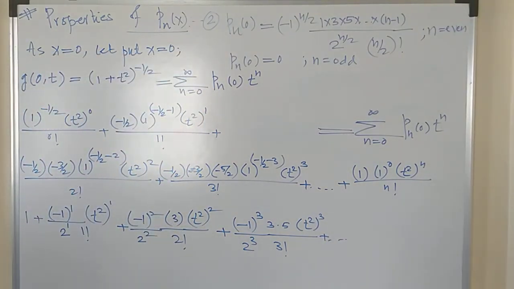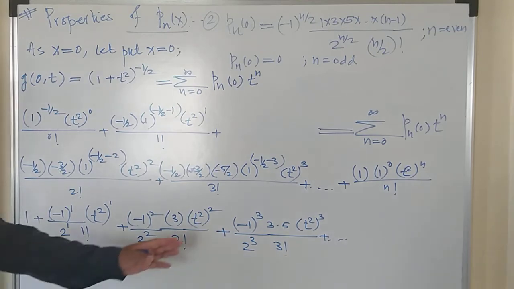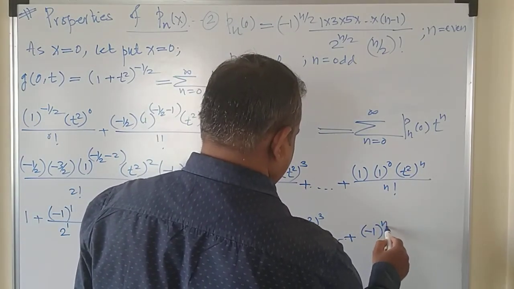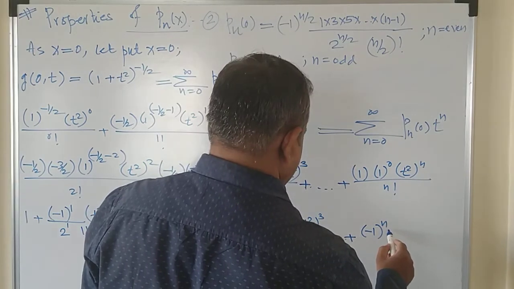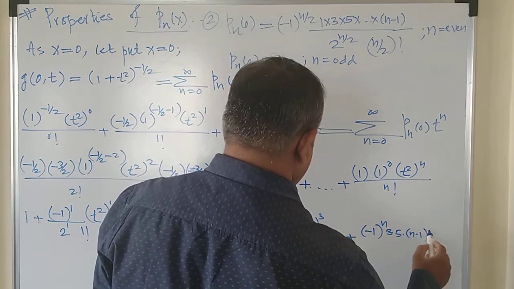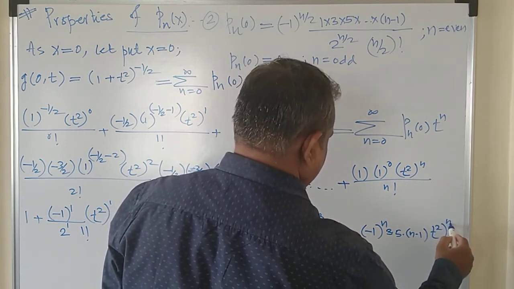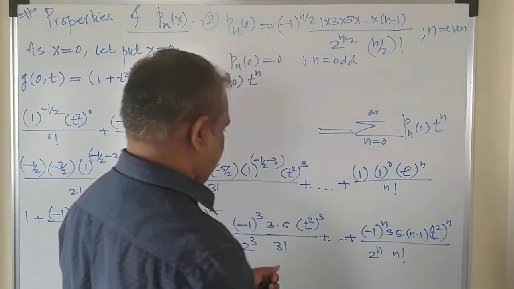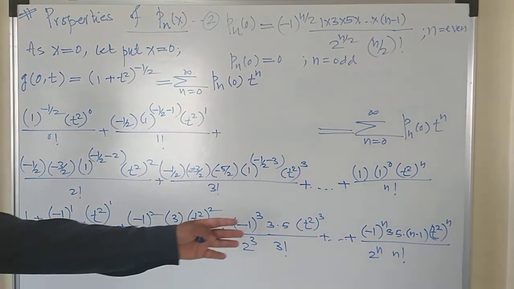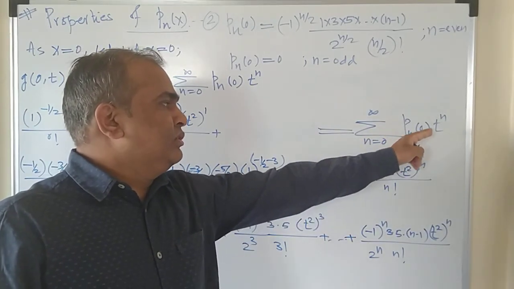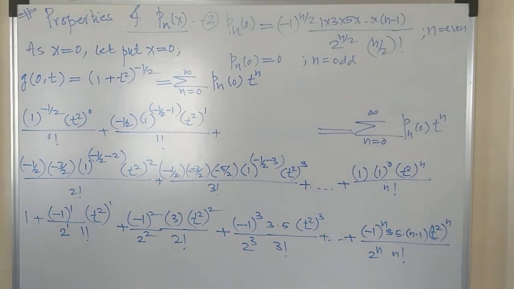Plus dot dot dot, and the last term from these terms only you will write as minus 1 raised to power n, and this is equal to 3, 5, and last one is 2n minus 1, t squared raised to power n upon 2 raised to n and n factorial, right? This is equal to the right hand side summation, summation of n equals 0 to infinity Pn of 0 t raised to n. Got it? So we got this kind of terms.